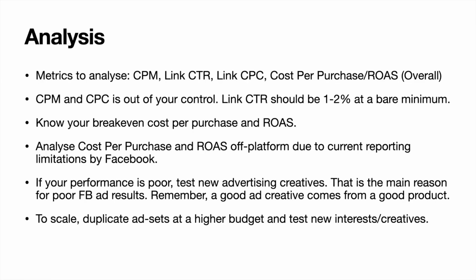To analyze your Facebook ad results, here are the metrics that you need to watch out for. CPM, which is your cost per 1,000 impressions. Next, your link click-through rate, which is how much people click through to your website from the ads. Next is the cost per link click, which is how much it costs for one person to go to your website. And then your cost per purchase and ROAS.